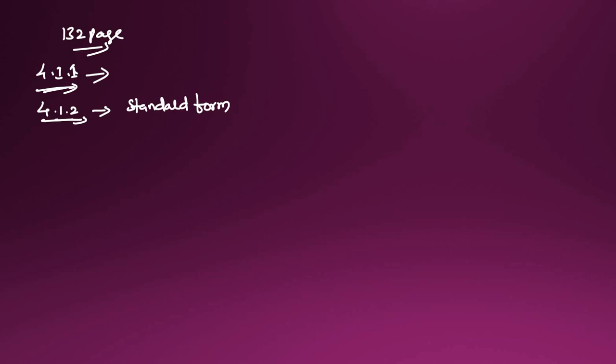The ellipse in the standard form is x square by a square plus y square by b square is equal to 1. This is the standard form. We'll discuss this later. There is a diagram given, so we'll draw the diagram to check some important points.